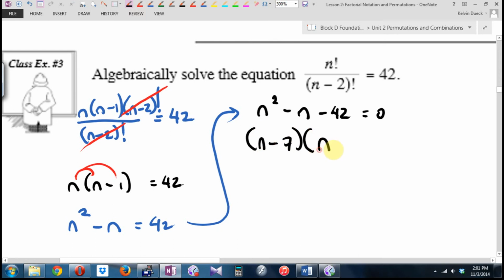Remember doing this last year? What are the roots? What would make this bracket work out to 0? Positive 7. What would make this bracket work out to 0? -6.